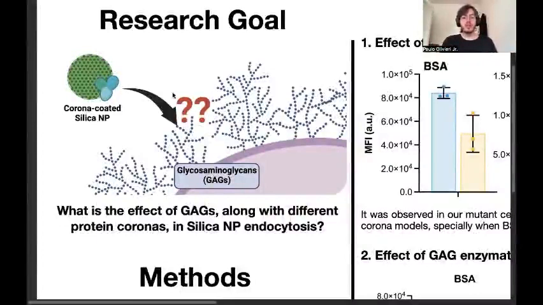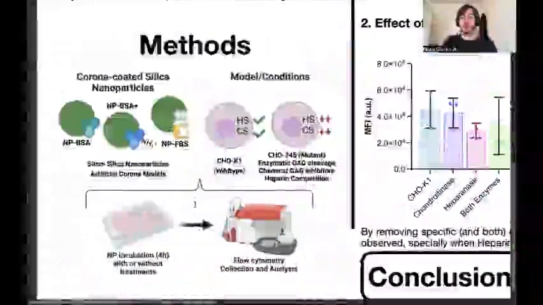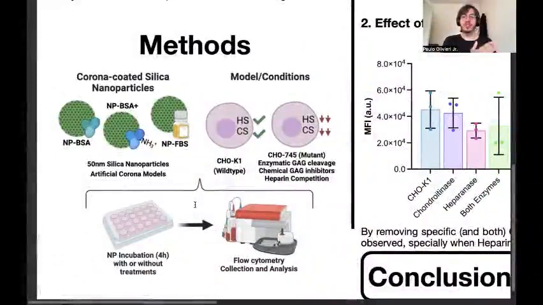Therefore, the main goal of this project is to observe the effect of the GAGs along with different protein corona models in silica nanoparticle endocytosis. To sum up, all the experiments were performed in the same cell type, which is a CHO cell model, that is Chinese hamster ovary cells. We utilized 3 different artificial coronas: one made by BSA, or bovine albumin, one by a modified BSA to be positively charged, and one with complete FBS, or fetal bovine serum. All experiments were done up to 4 hours of incubation with the nanoparticles, with or without the treatments. And all of our models were either the CHO cell model that is wild type or mutant.